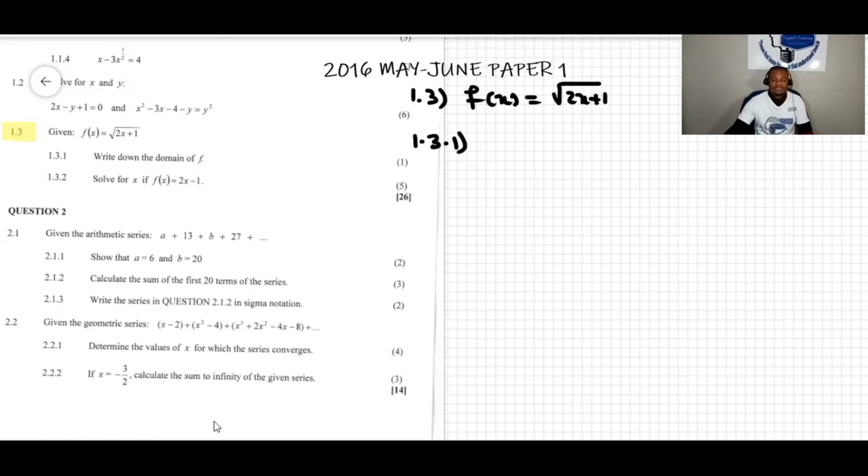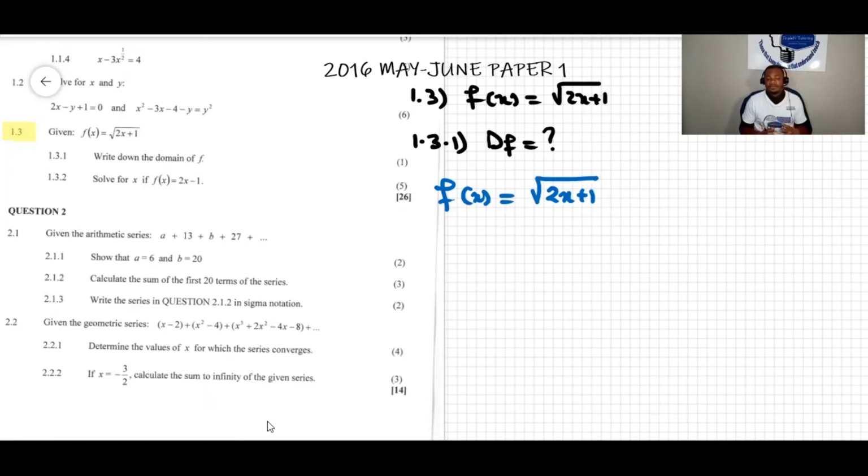Question 1.3.1 says write down the domain of f. So you want to find the domain of f. What is the domain of f? The domain of f is all the acceptable x values in the function. The function is f of x equals the square root of 2x plus 1, so not all values of x are accepted in this function. Some are not, but we need to find only the acceptable values.